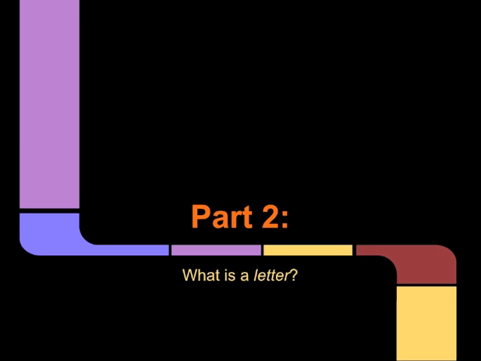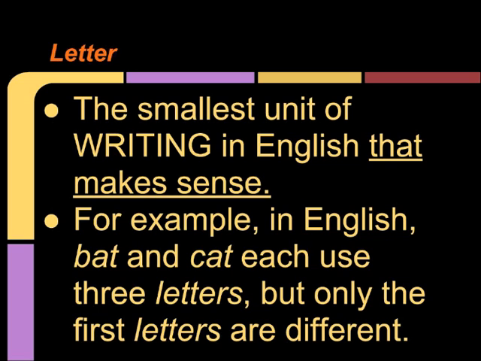Part 2. What is a letter? A letter is the smallest unit of writing in English that makes sense. For example, in English, bat and cat each use 3 letters, but only the first letters are different.